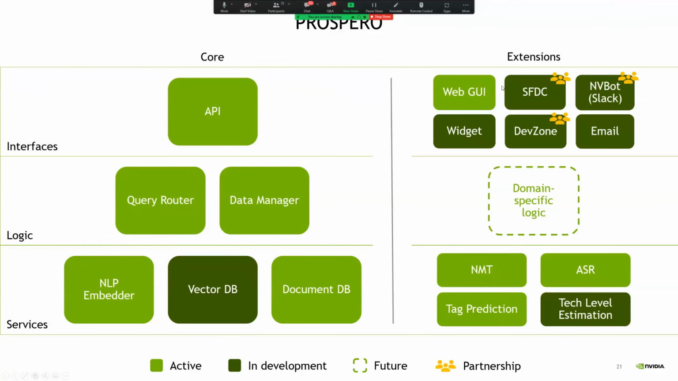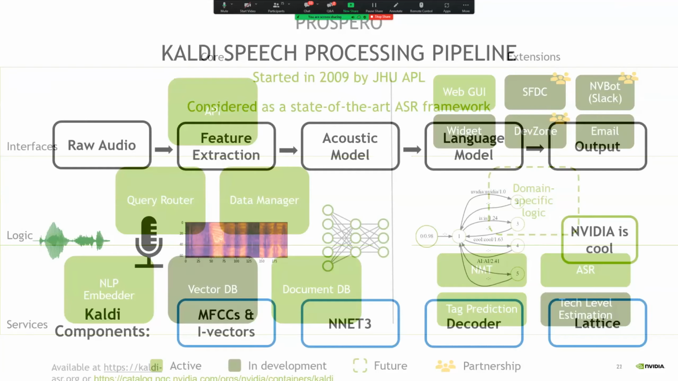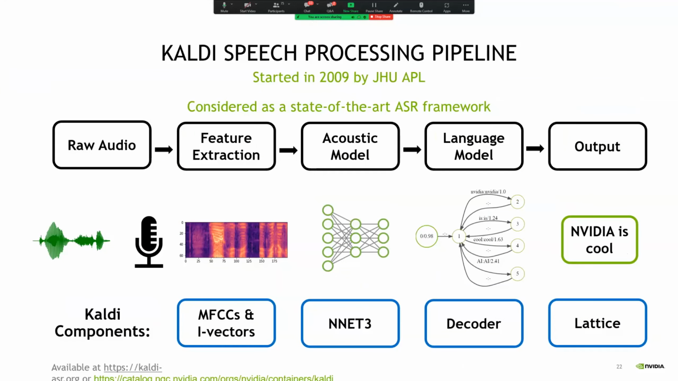So there's Prospero. There's some architecture diagrams. Last use case I'll mention has to do more with the speech to text side. KALDI is a well-known framework for doing automated speech recognition. This was created back in 2009 up at the Johns Hopkins Applied Physics Laboratory. It's really considered a state-of-the-art ASR framework. In fact, that first example, the Ken Show group at S&P Global, they were using KALDI as their framework.